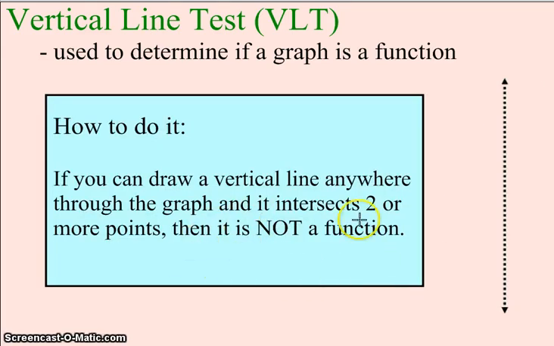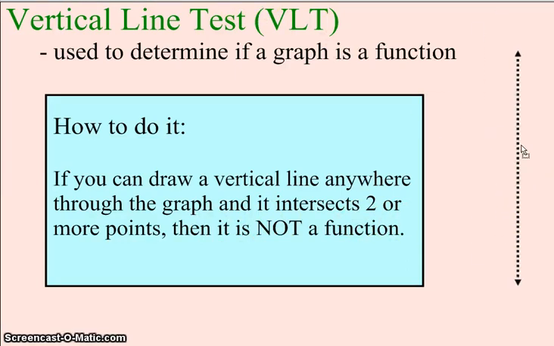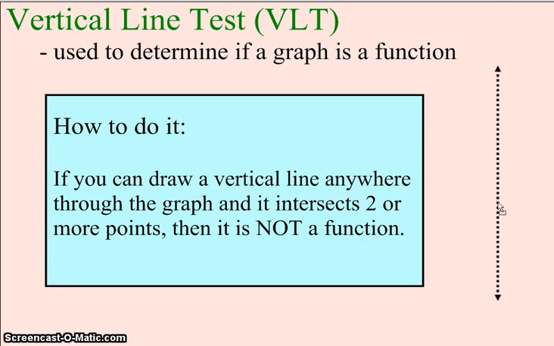If you can draw a vertical line, which is something that would look like this, of course, anywhere through the graph and it intersects two or more points, then it is not a function. So anywhere on the graph, if we can draw this and it hits the graph in two or more points, then it is not a function. We call that failing the vertical line test.